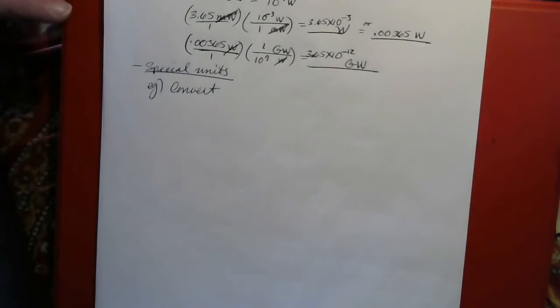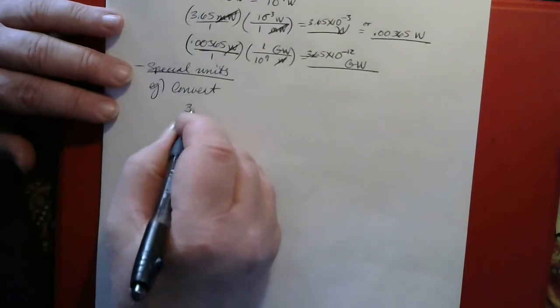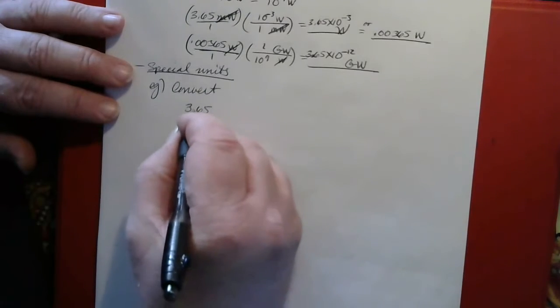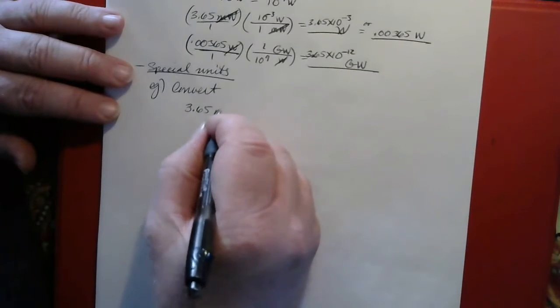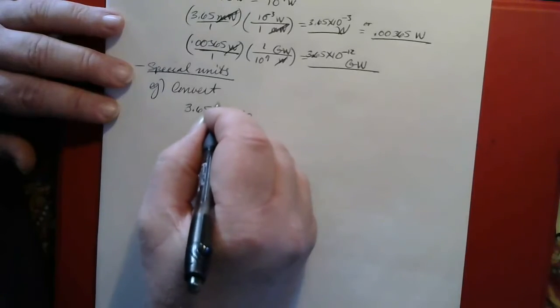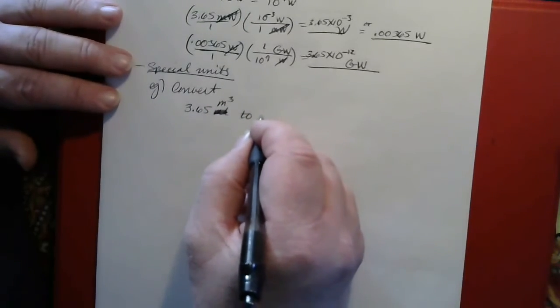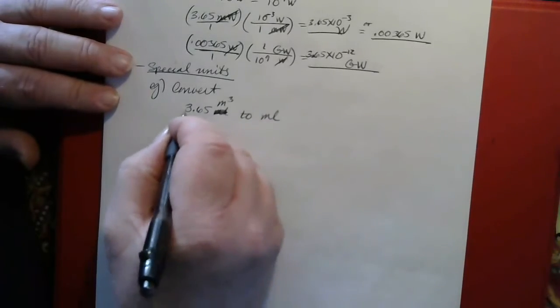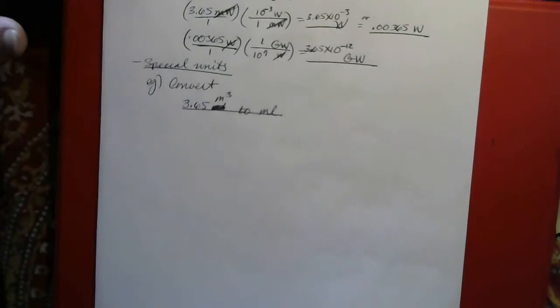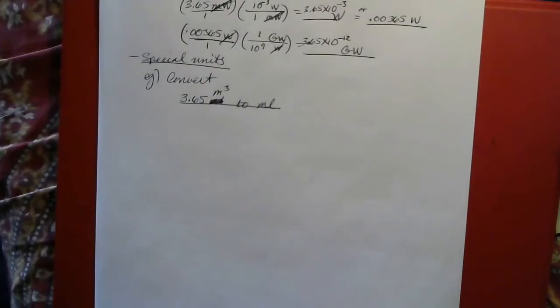So for example, if you had to convert, or let's put it like this, 3.65 cubic meters to milliliters. In this case, we're starting with cubic meters, and we want to end up with milliliters.